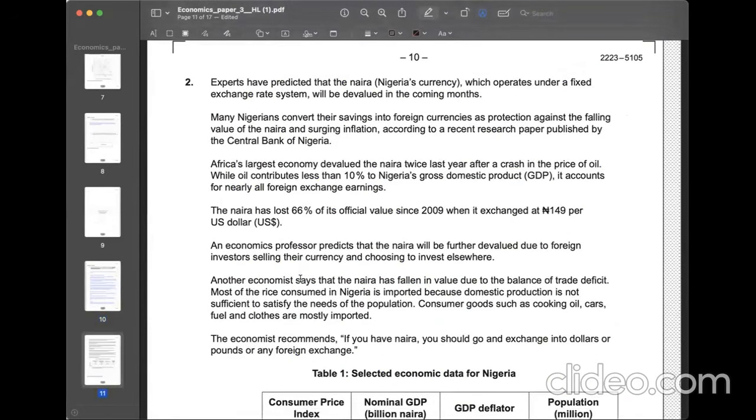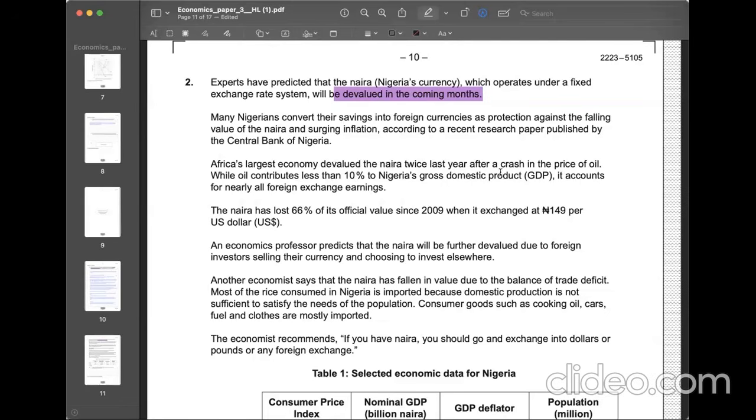Number 2 is mostly coming from macro and global content. Okay. It's about the Naira, which is Nigeria's currency. So it is devaluing in the coming months. And they are worried about it decreasing further due to the worsened economic situation.